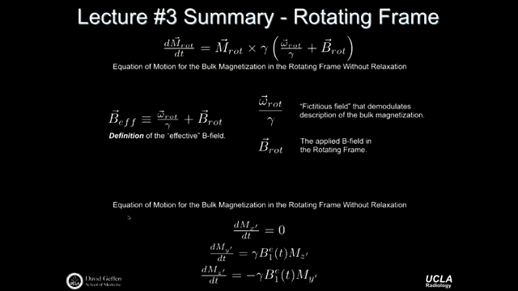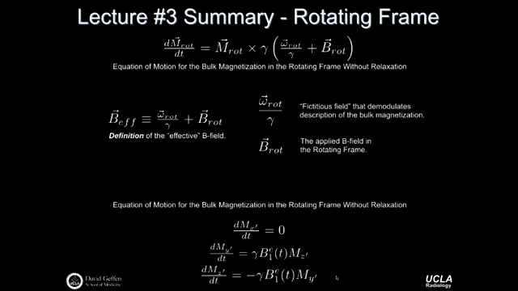And so the equation of motion for the bulk magnetization in the rotating frame, again without relaxation, ended up giving us a system of differential equations that looked like this, which was pretty similar to the equation of motion for the bulk magnetization that we saw in the lab frame when we just had the B0 field. So there's mathematically a commonality there.